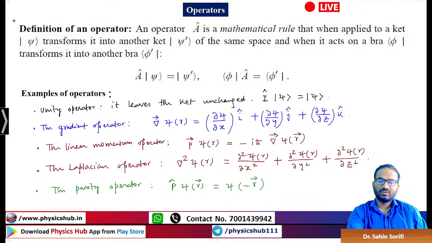Let us now talk about the product of operators. What about the product of operators?